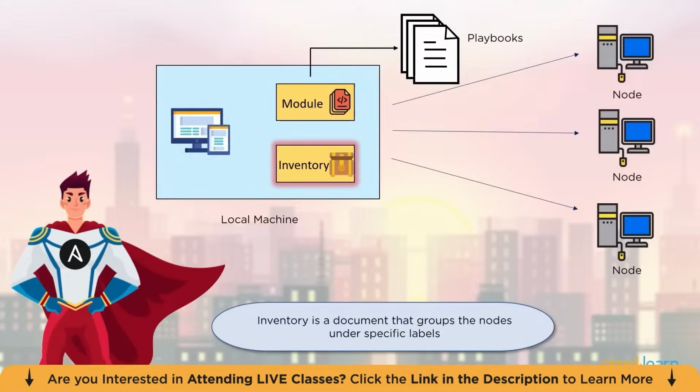We also have the inventory. The inventory is a file where you have all the nodes that require configuration mentioned. And based on the kind of configuration they require, they're also grouped together. Later in the demo, we'll have a look at how the playbook and the inventory are written, and that will probably make it clearer. Of course, a local machine needs to communicate with the client.